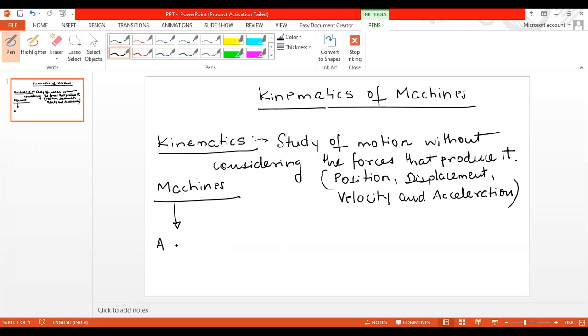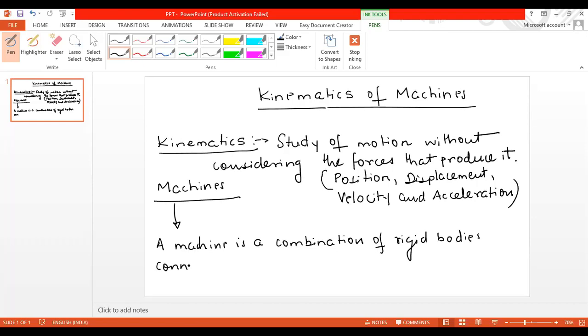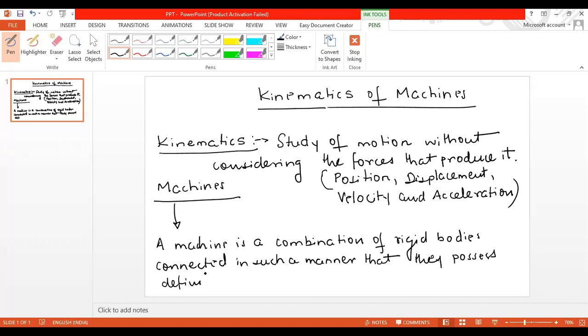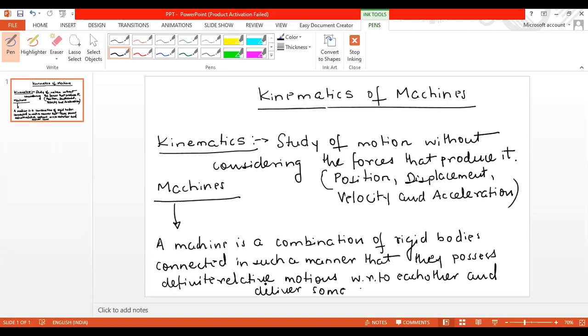So basically a machine is a combination of rigid bodies connected in such a manner that they possess definite relative motions with respect to each other, and finally deliver some useful work.